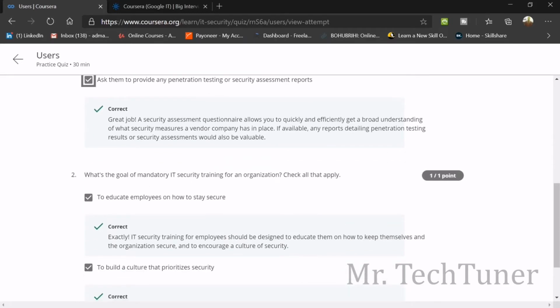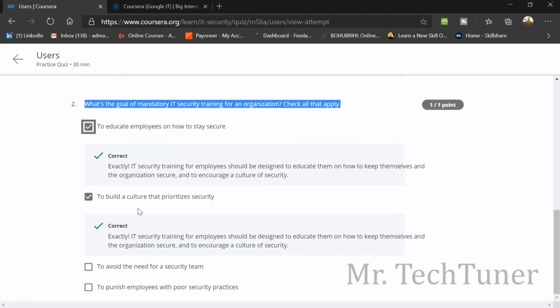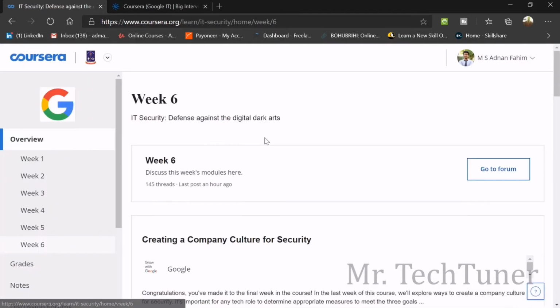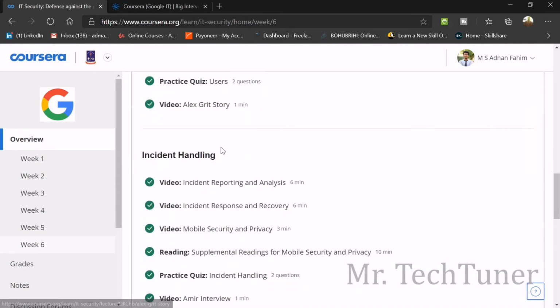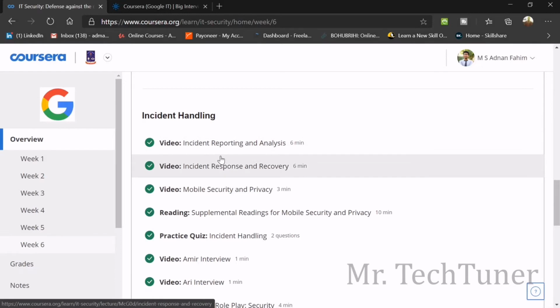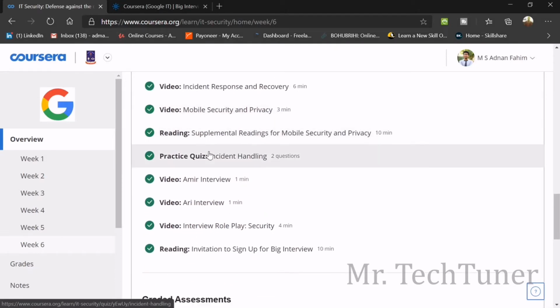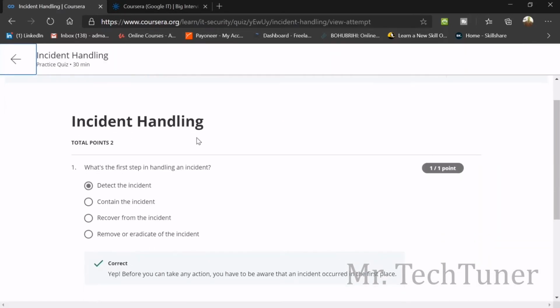What is the goal of mandatory IT security training for an organization? It is to educate employees on how to stay secure and to build a culture that prioritizes security. That's more or less all the topics, and there are some stories you must also go through. And we have the last topic, which is called incident handling. In incident handling, we have two questions for the quiz. We need to check this out.